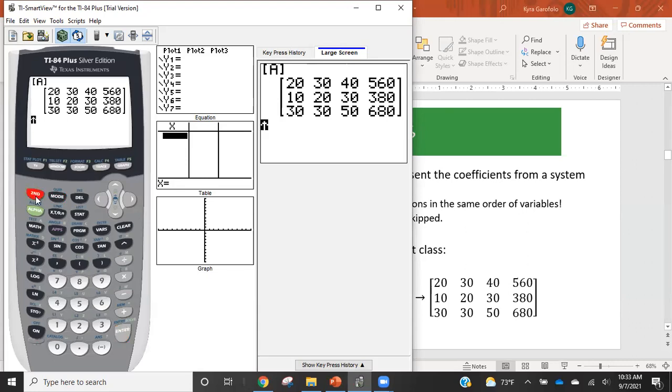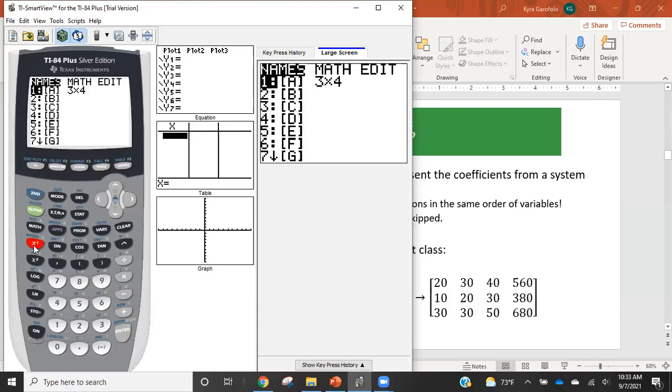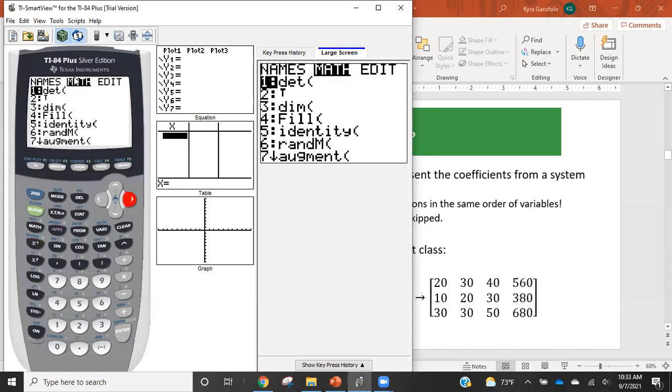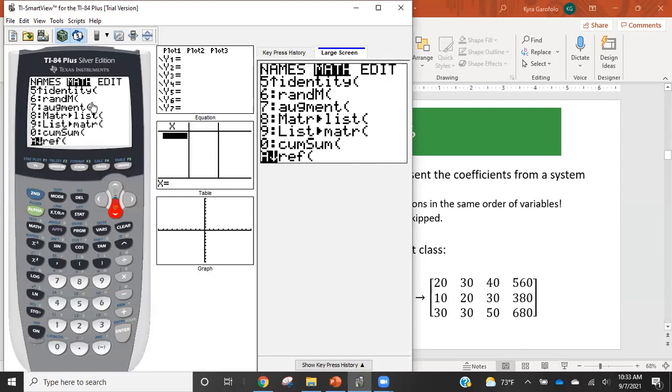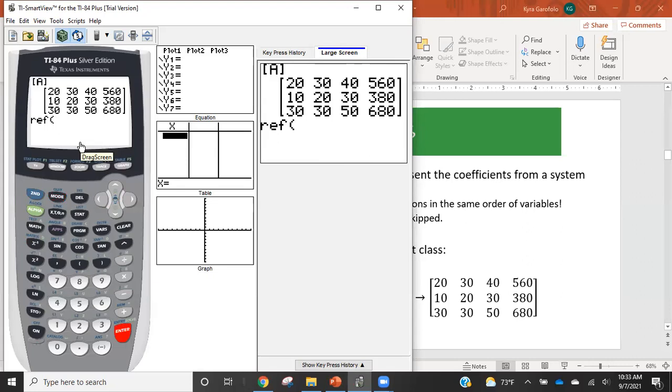So we're going to go back into the matrix menu, so second matrix. And we're going to scroll over to math, this heading right here. And we're going to scroll down. This is a lot of stuff that we don't actually do in our course. But if we scroll down, you're going to see option A is REF. So press enter. Now it just opens a parentheses for us. If we press enter now, it's going to give us an error.